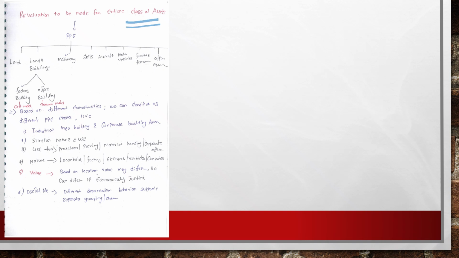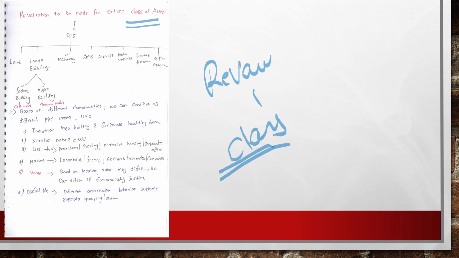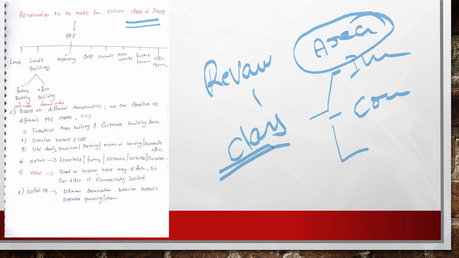All these revaluations should be done class wise. Each class can depend on different characteristics. Suppose these are industrial use and corporate use. Based on the use and the building area, industrial area, corporate area, warehouse, you can divide the class of your asset. Land and building will also be separate classes. In land and building you have factory building and office building. For factory building you can use the cost model, for office building you can use the revaluation model.